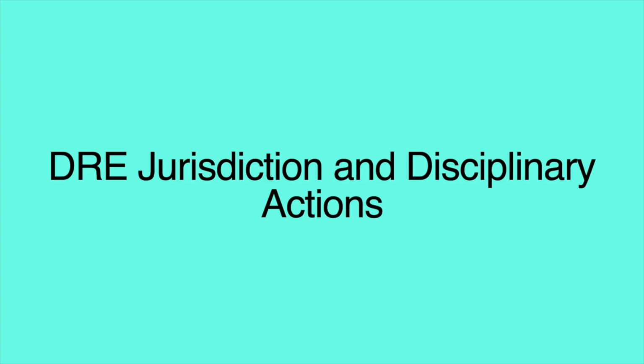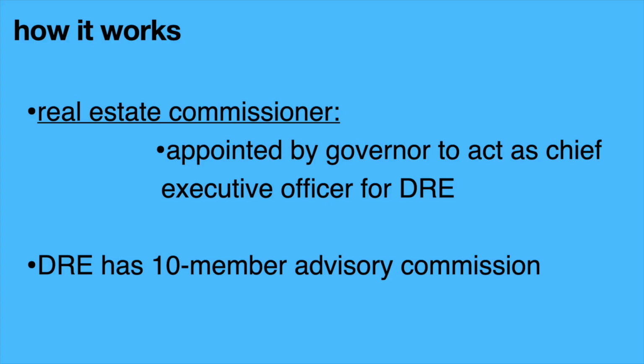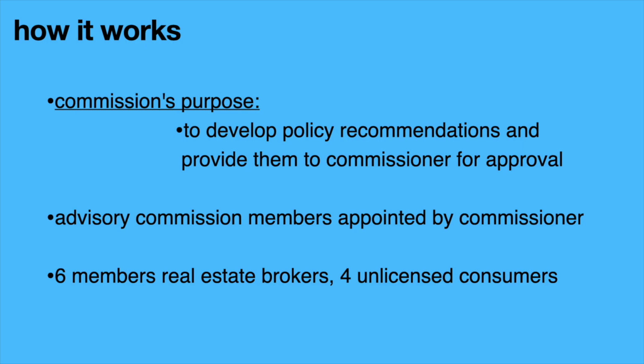DRE, jurisdiction and disciplinary actions. The California DRE sets and enforces real estate licensing laws and regulations in the state. The real estate commissioner is appointed by the governor to act as chief executive officer for the DRE. The DRE has a 10-member advisory commission. The commission's purpose is to develop policy recommendations and provide them to the commissioner for approval. Advisory commission members are appointed by the commissioner.